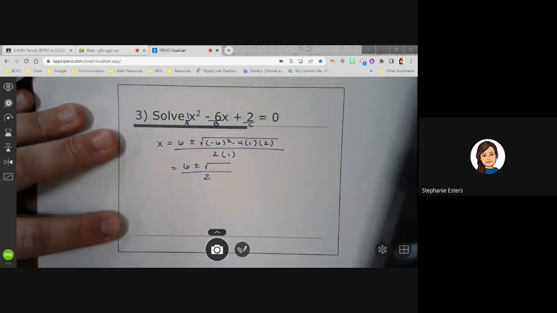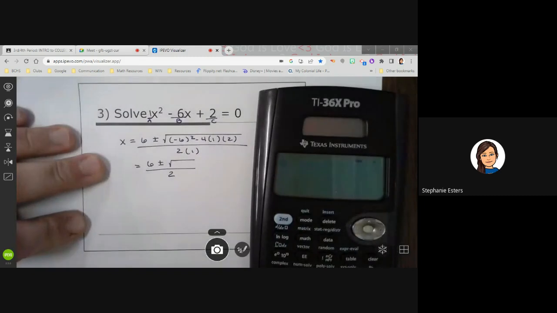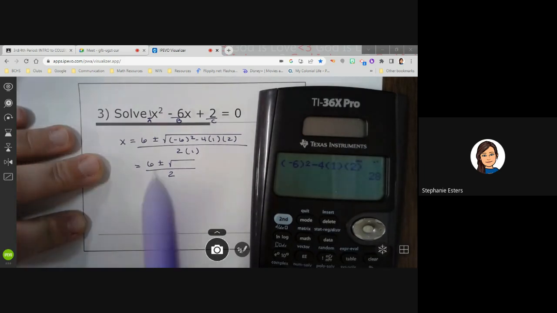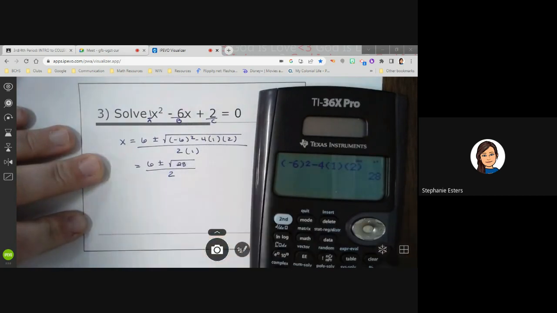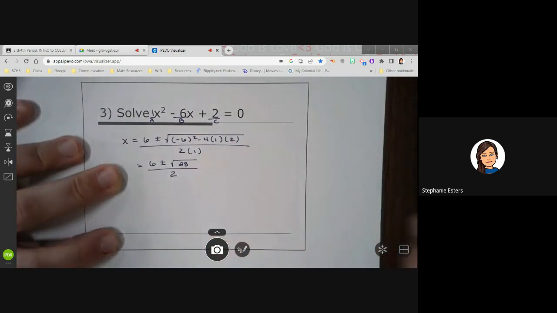Bringing down everything except what's under my radical, and then I'm going to type that into my calculator. So negative 6 squared minus 4 times 1, I don't know why I did that, times 2 is 28. Now, for those of you that just love the calculator, here's where the problem comes in. If I had put the radical with it and I try to take the square root of 28, I get a decimal. We don't want decimal answers. We want exact answers. So that's why I'm having you write this little step right here.